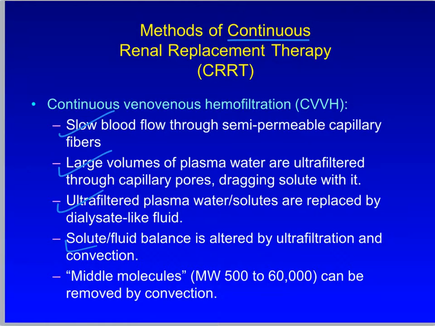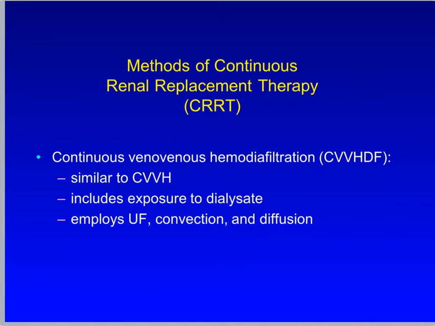Convection can remove larger molecules than diffusion can. With hemodialysis and diffusion, for instance, only very small molecules, such as creatinine, molecular weight 113, urea 62, sodium 23, etc., can be efficiently removed. In CVVH, the use of convection allows the so-called middle molecules, molecular weight 500 to 60,000, to be removed as they are dragged through the semi-permeable membrane along with water. In continuous veno-venous hemodiafiltration, or CVVH-DF, hemofiltration occurs as described above, but the hemofilter is also exposed to dialysate, so that the plasma composition and volume are altered by a combination of ultrafiltration, convection, and diffusion.